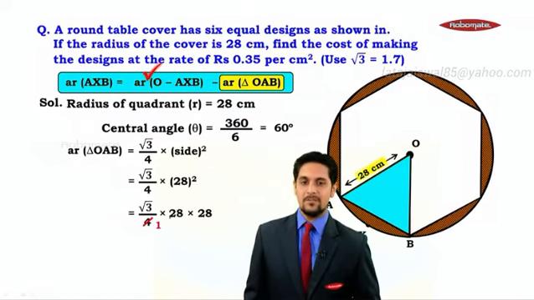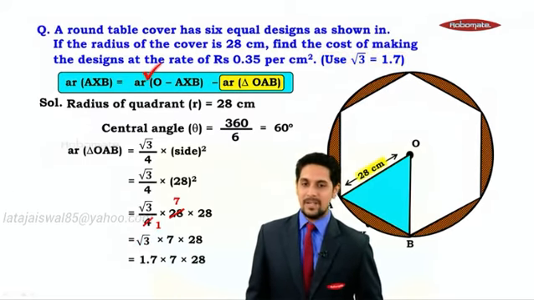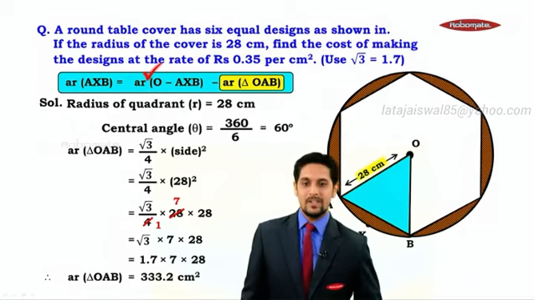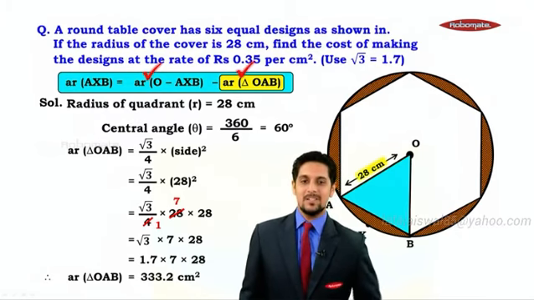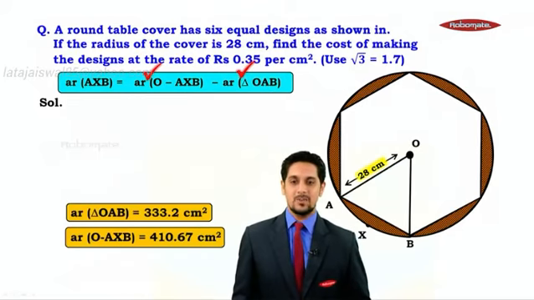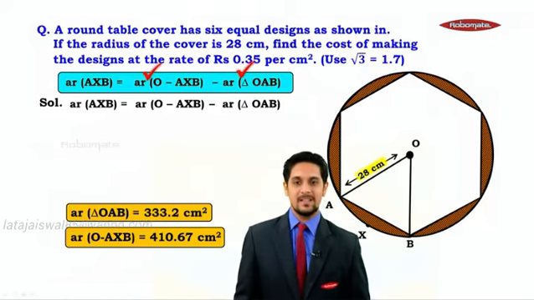4 into 1 is 4 and 4 into 7 is 28. The further multiplication gives us the answer as root 3 into 7 into 28. This is equal to root 3 as 1.7 into 7 into 28. So we get the area of the triangle OAB is equal to 333.2 centimeter square. Students, we have calculated both the parts required to find the area of one segment. So we write area of the segment AXB is equal to area of sector minus area of triangle.